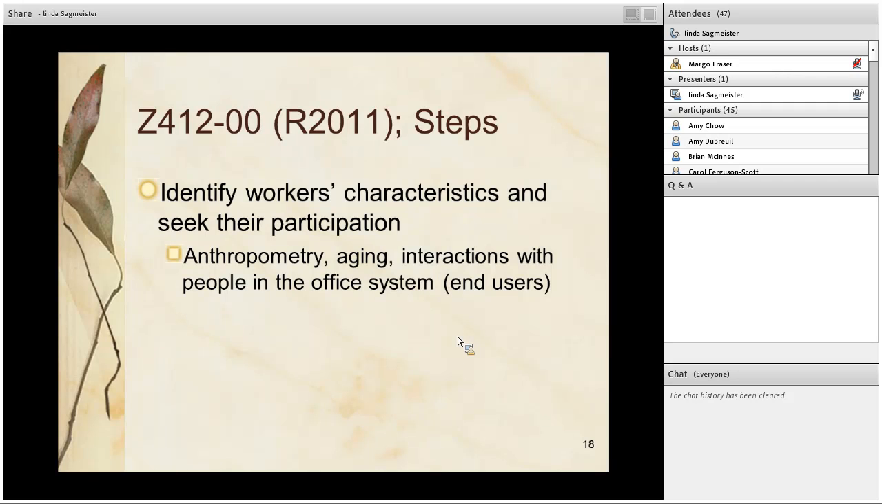Moving into step 3, this is where we start to identify worker characteristics and seek their participation. Essentially, it's telling the reader about anthropometry. It's telling them about aging and how people change physically when they age, which will affect how the workstation and the work organization need to be laid out and considered. It also talks a little bit about participation and how you can successfully involve people. You can't just tell them they're going to do it and expect it to happen. It talks about the approach that you could use.